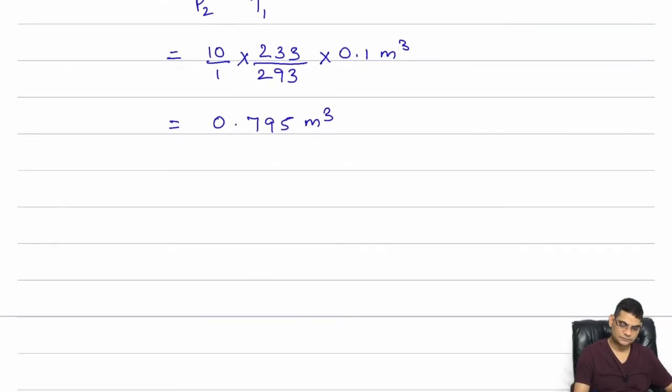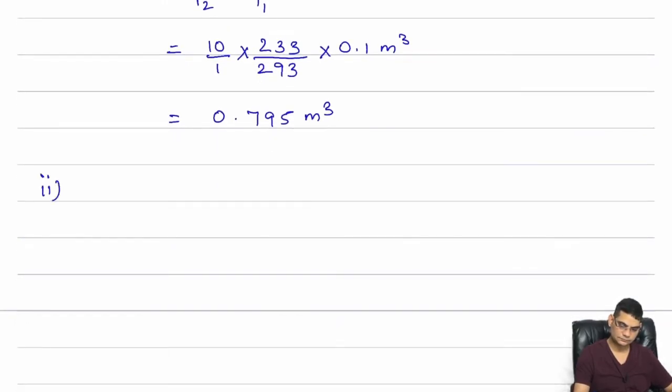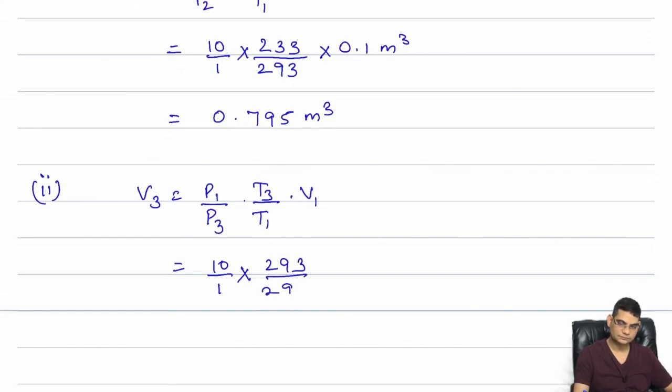For the second part, again V3 is equal to P1 by P3, T3 by T1 into V1, which is equal to 10 by 1 into 293 divided by 293 into 0.1, and that is equal to 1 meter cube.